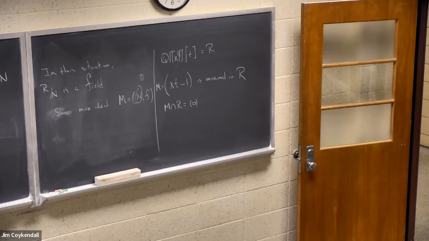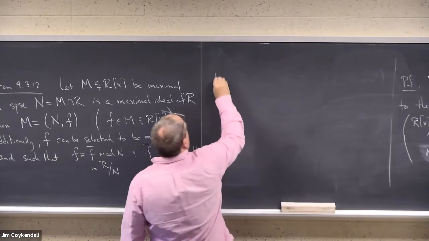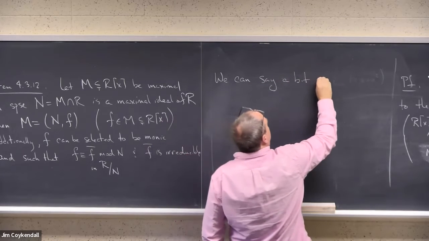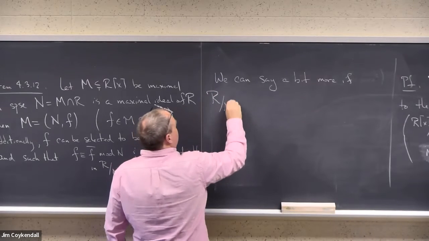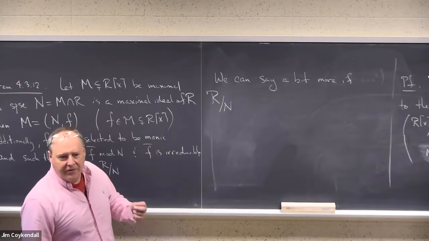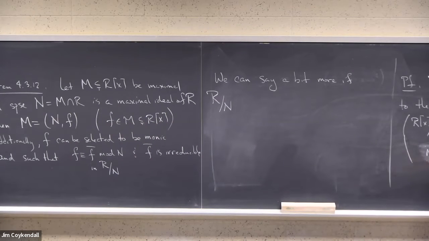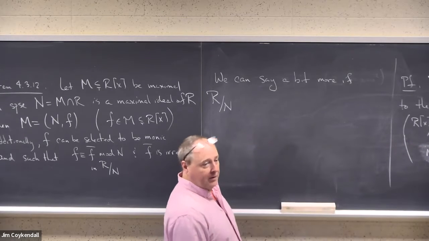So now we're going to up the voltage here on this theorem. We can say a bit more if R mod N is a field. Well, what do I know about R mod N? I know it's a field, but there's something more. What do algebraic geometers like to say about their field? Well, this obviously is universal, but a lot of times they like to work over the algebraic closure, right?